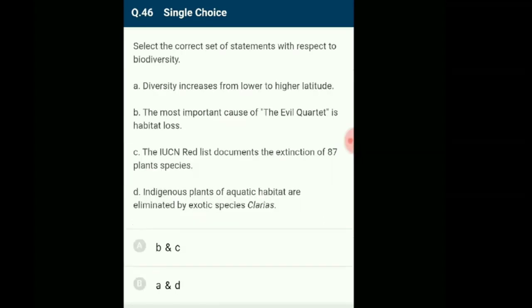Question number 46. Select the correct statement with respect to biodiversity. Evil Quartet is the term coined by biologist Jared Diamond for human-induced loss of diversity. Habitat destruction is the main cause of loss of biodiversity of species. Due to urbanization, forests are cleared and lots of species lose habitat and ecological niche, due to which they go extinct. According to the IUCN Red List documents, a total of 784 species have gone extinct in the last 500 years, including 87 plant species. So the correctly matched ones are option A, B and C.